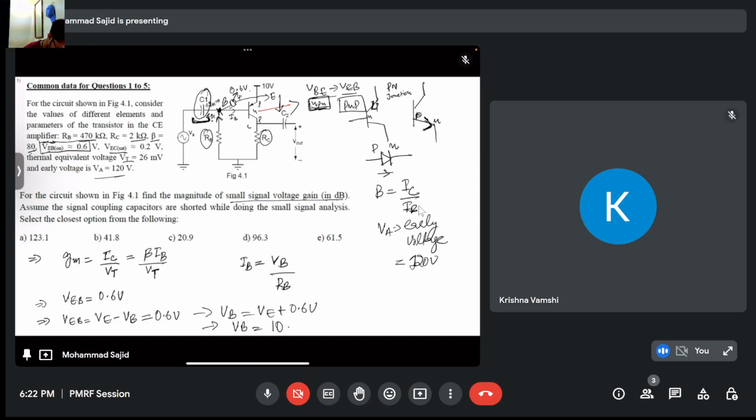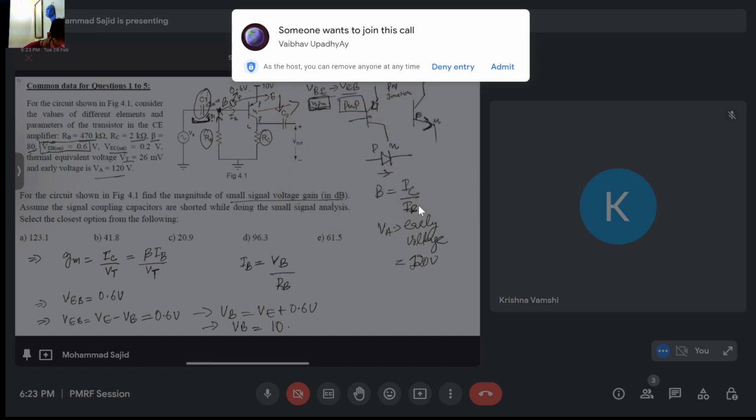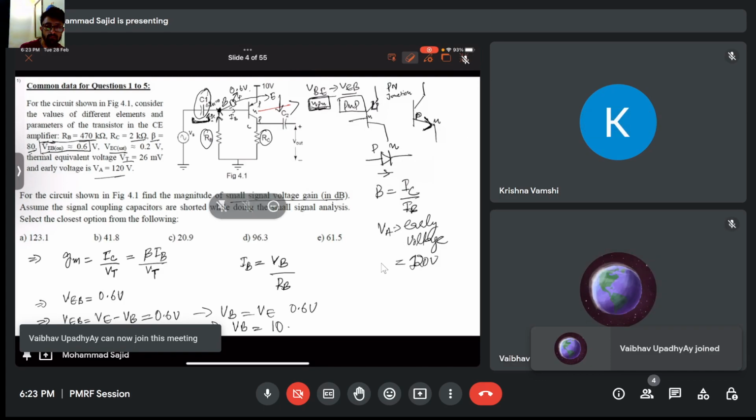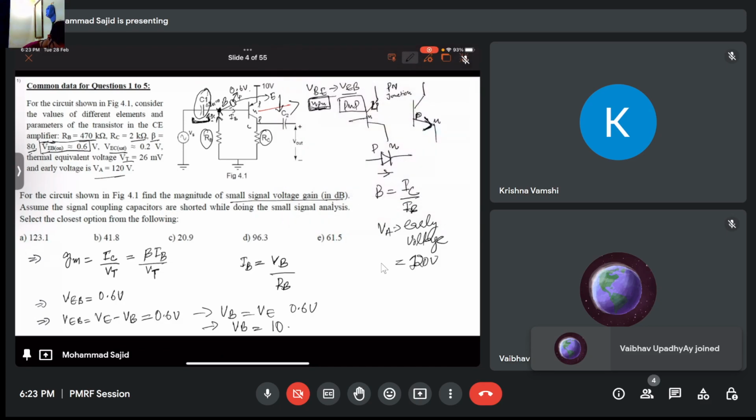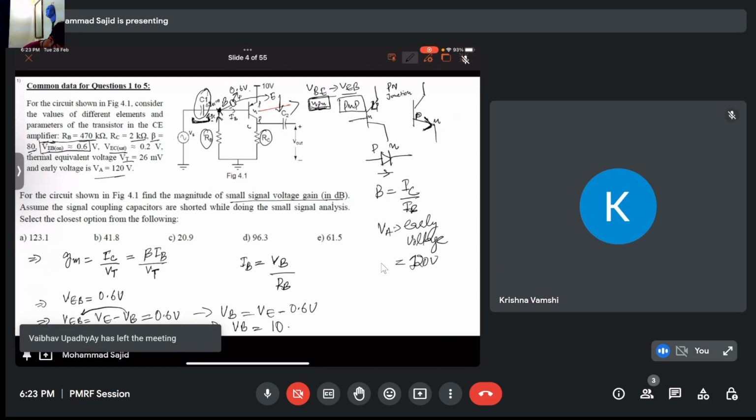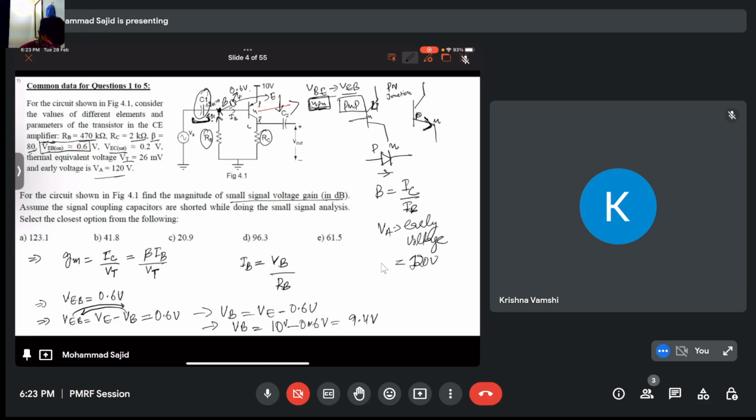Yes, sorry. This has to be minus here. Okay, so this is actually VE minus VB is VEB, so I will take VB on this side and VEB on this side. So this is VE minus 0.6, that is 0.6 volt, 10 volt, that will be 9.4 volt. So VB is 9.4 volt.